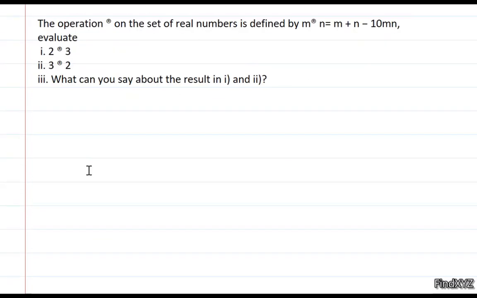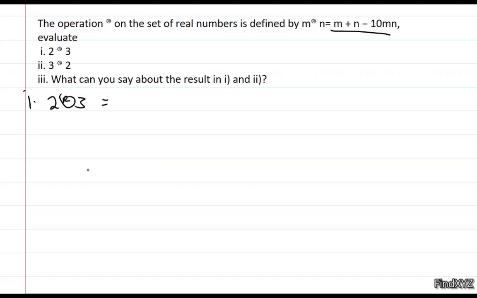Let's try another example. We are asked to evaluate an operation on a set of real numbers that is defined as m operation n is m plus n minus 10mn. We have to evaluate 2 operation 3 and then 3 operation 2, and then they are asking us what we can say about the results we are getting in I and II. So let's start with I. We are asked to evaluate 2 operation 3. So we always use the rule.